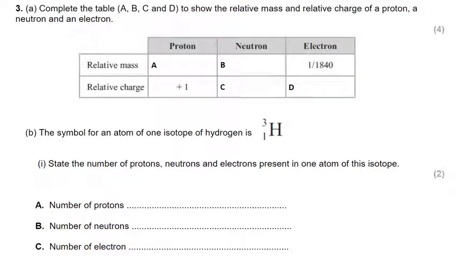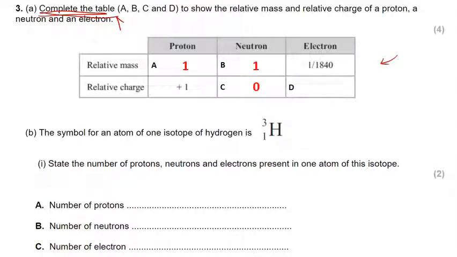Okay, so this one, you have to fill out this table. So it's to complete the table. I think some of you may have missed that out, but complete the table A, B, C, D to show the relative mass and relative charge of a proton, neutron, and electron. So protons have a relative mass of 1, and neutrons, they're found in the nucleus, and that's what gives an atom all its weight. The nucleus is very, very small, it's in the middle, and that's where pretty much all the mass of an atom is centered.